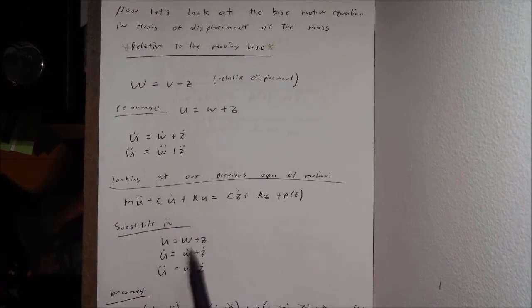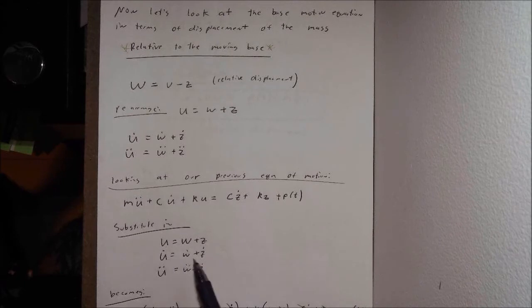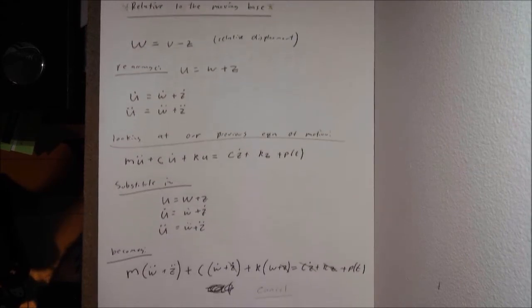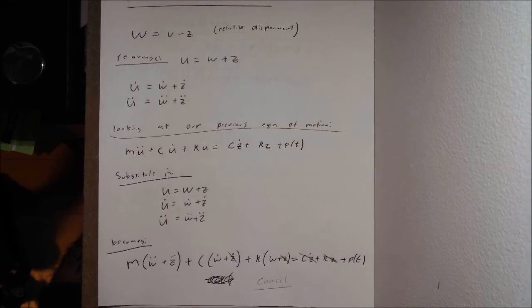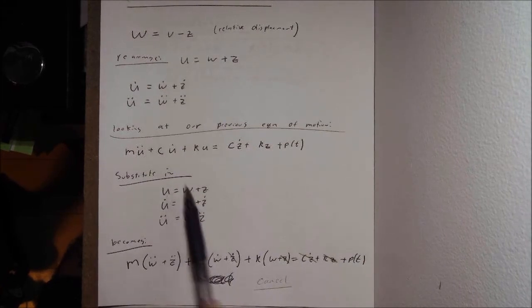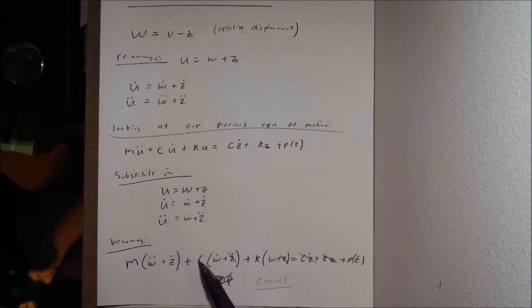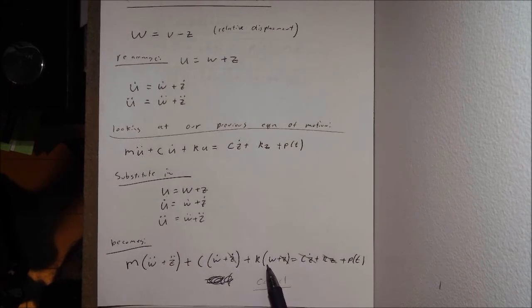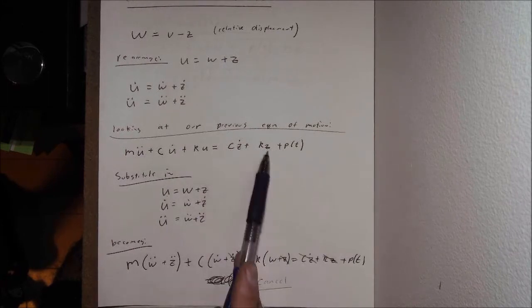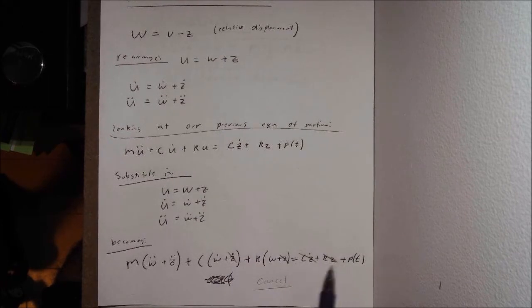Everywhere there's a u, we'll put w plus z. Everywhere there's a u dot, it'll be w dot plus z dot. Everywhere we have a u double dot, it will be w double dot plus z double dot. So we do that. We can plug right back in. We have a u double dot here, so we plug in this term. We have a u dot right there, so we plug in this term here. Right next to our k we have a u, so we can plug in w plus z. c z dot carries down, k z carries down, p of t comes down.